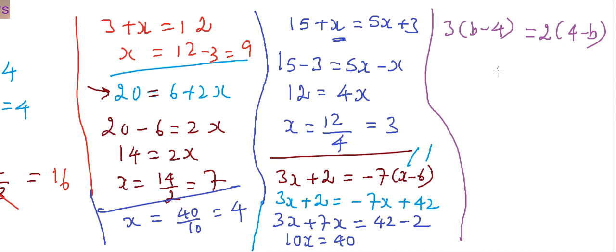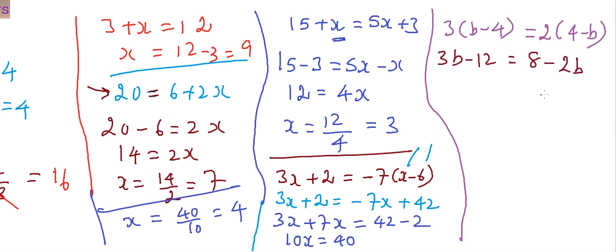So again, let's expand this, or let's remove the bracket appropriately. By appropriately I mean taking care of signs. See here, 3 and 2 are both positive, correct? So no change in sign. So 3b minus 12 is equal to 2 into 4, 8 minus 2b.